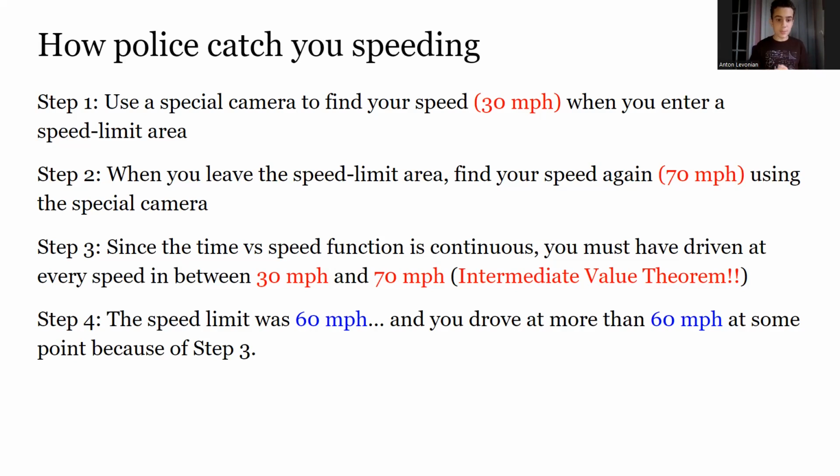So once again, if the speed limit was 71 miles per hour, the police can't use this method because you might have driven at 71 miles per hour before slowing down and returning to 70 miles per hour, but you might have not. You don't have to. But you do have to cover everything from 30 to 70. And so if the speed limit is anywhere between, then you're in trouble.